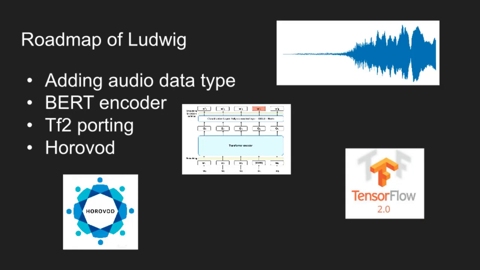Secondly, we can check the merged pull requests and investigate the roadmap. In this slide, you can see the merged PRs, which will be functional in the next releases of Ludwig. Illustrating these features are adding audio data type, BERT encoder, TF2 porting, and Horovod.